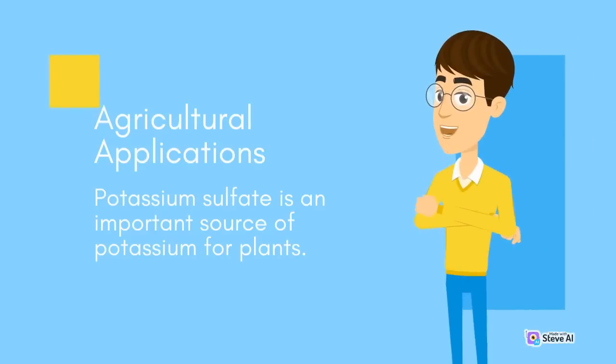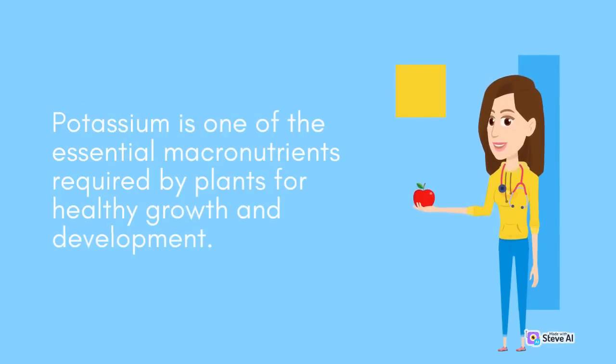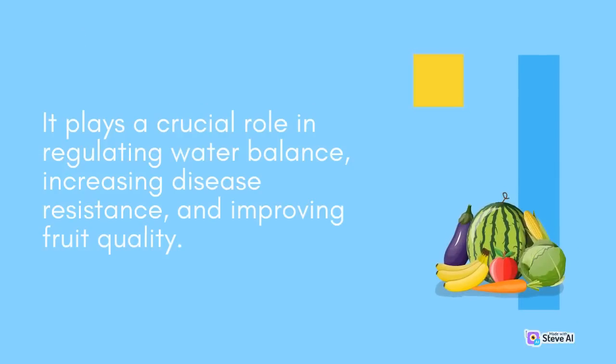Agricultural applications. Potassium sulfate is an important source of potassium for plants. It is commonly used as a fertilizer in agriculture to improve soil fertility and enhance crop yields. Potassium is one of the essential macronutrients required by plants for healthy growth and development. It plays a crucial role in regulating water balance, increasing disease resistance, and improving fruit quality.